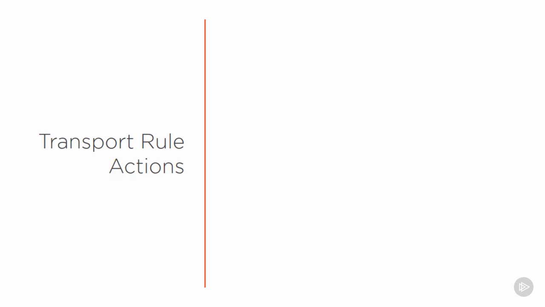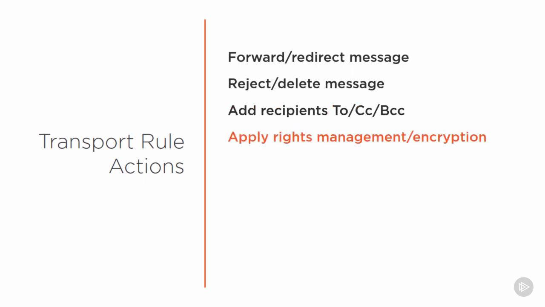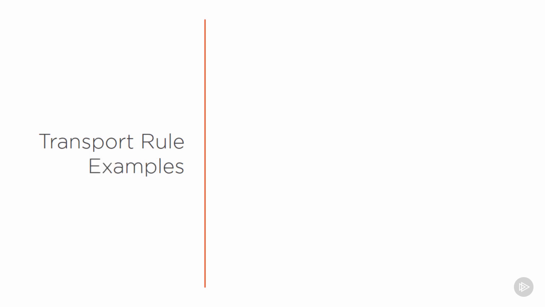The transport rule actions include such things as forwarding or redirecting a message, rejecting or deleting a message, adding recipients to a message, applying rights management or encryption, modifying the spam score, or setting any header values that you might need to. And again, the full list of transport rule actions is available on TechNet, and it's well worth reading. With only a few exceptions about which conditions and actions can be combined with each other, there's a vast range of transport rule configurations that you can apply.